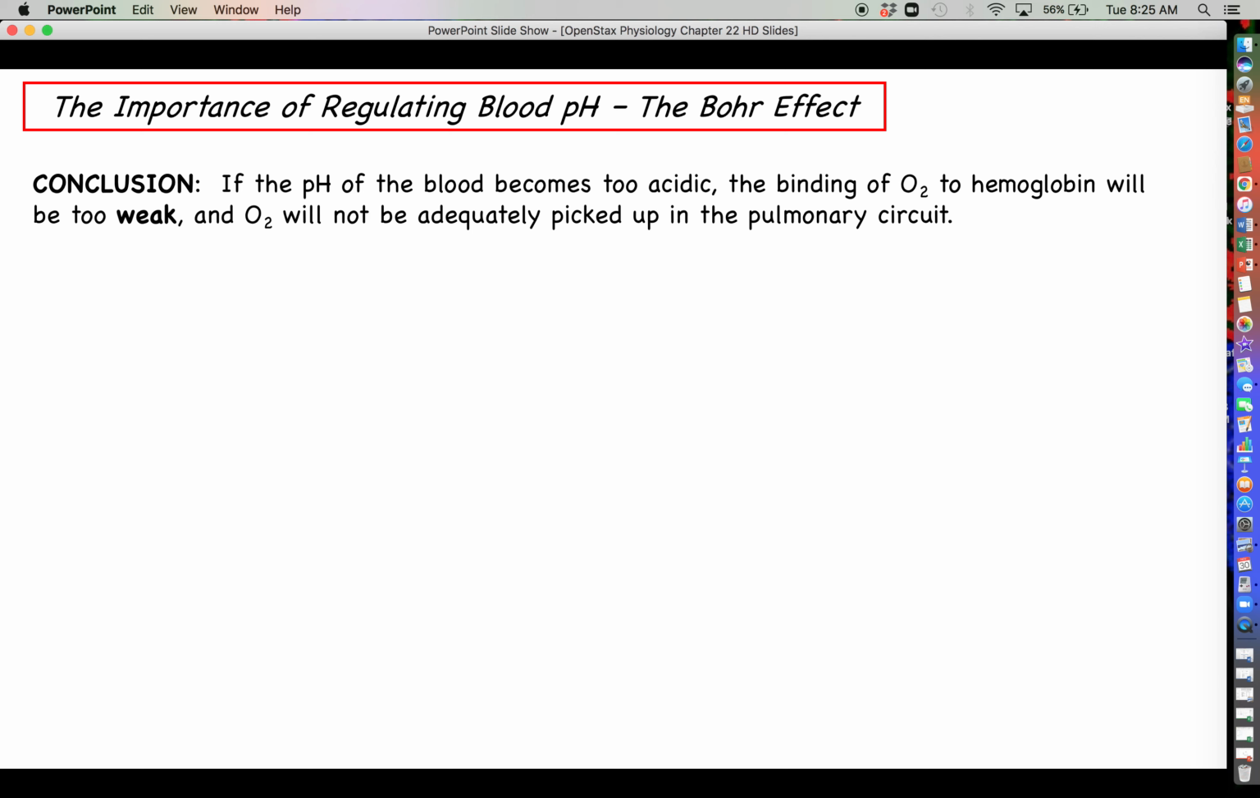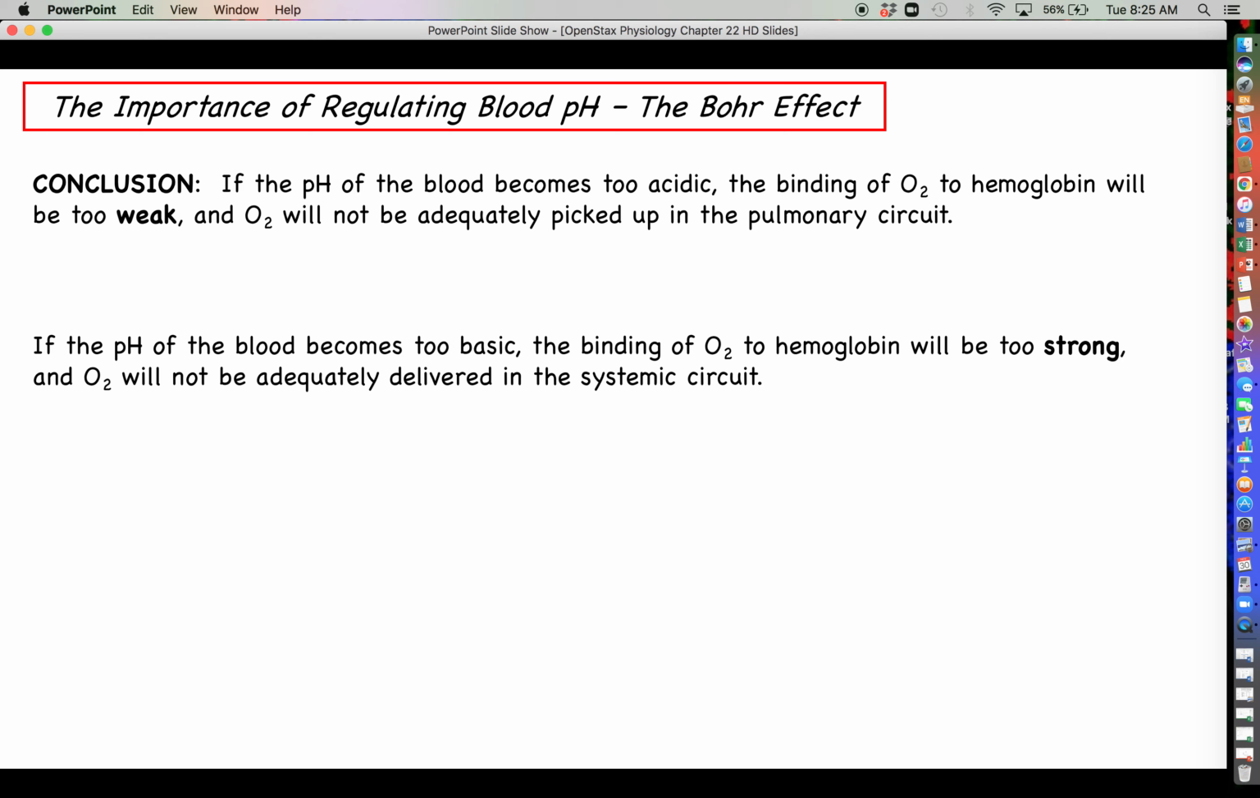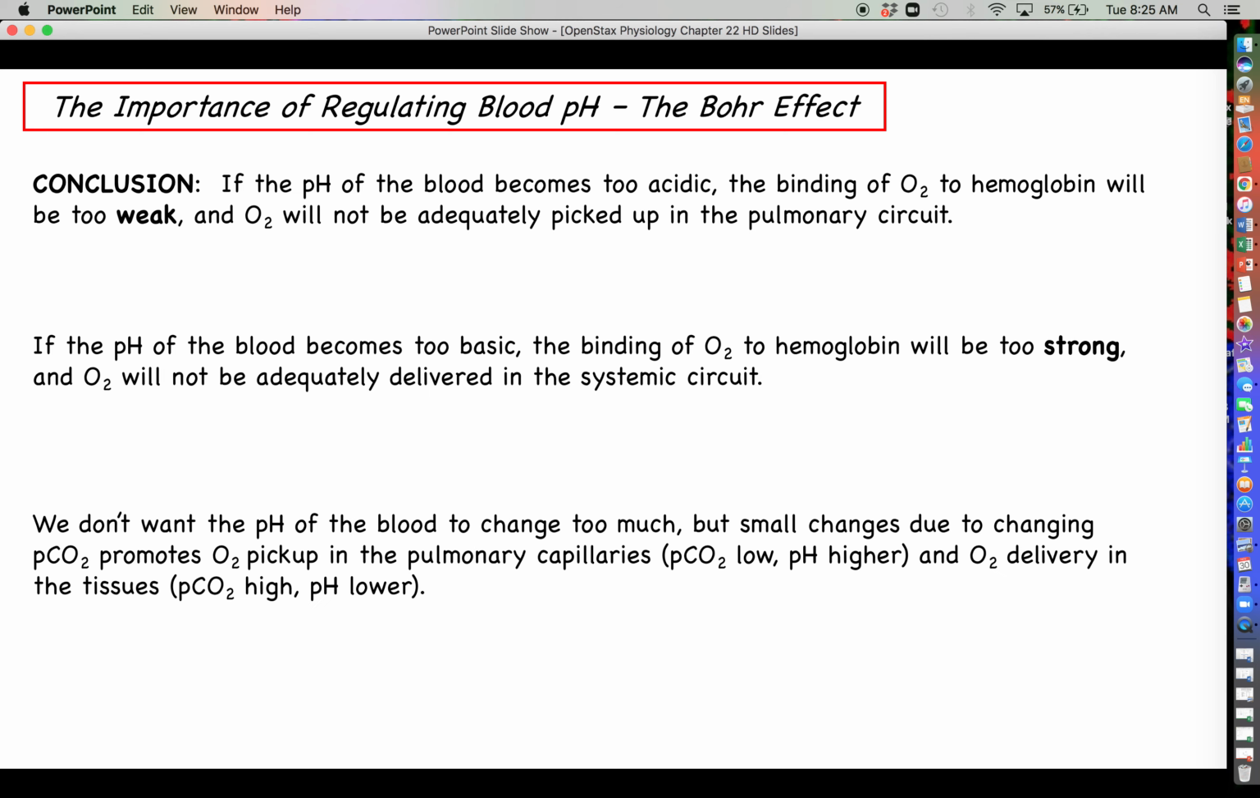So our conclusion here can be that if the pH of the blood becomes too acidic, the binding of oxygen to hemoglobin is going to be too weak, and oxygen will not be adequately picked up in the pulmonary circuit. And consequently, if the pH of the blood becomes too basic, the binding of oxygen to hemoglobin will end up being too strong. Again, that sounds like a good deal, but oxygen will not be adequately delivered in the systemic circuit because at that point, hemoglobin would rather hang on to the oxygen it has rather than give it up like it is supposed to.